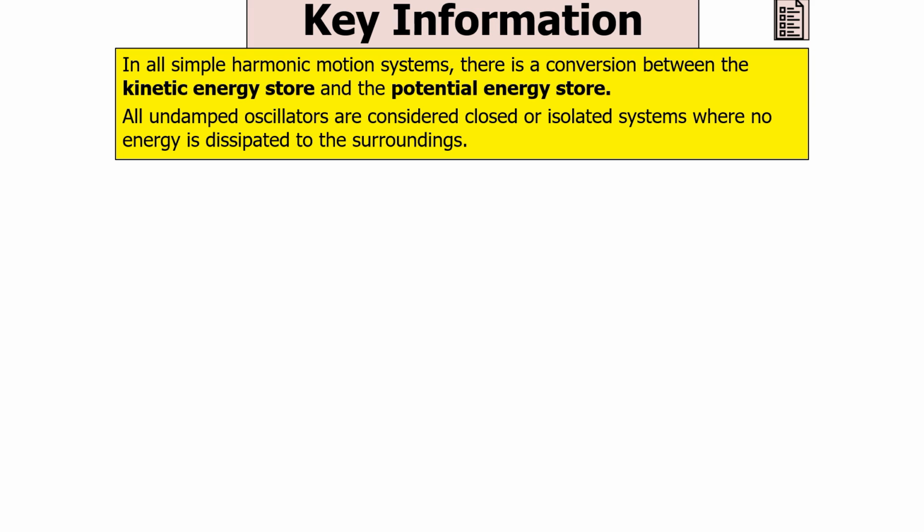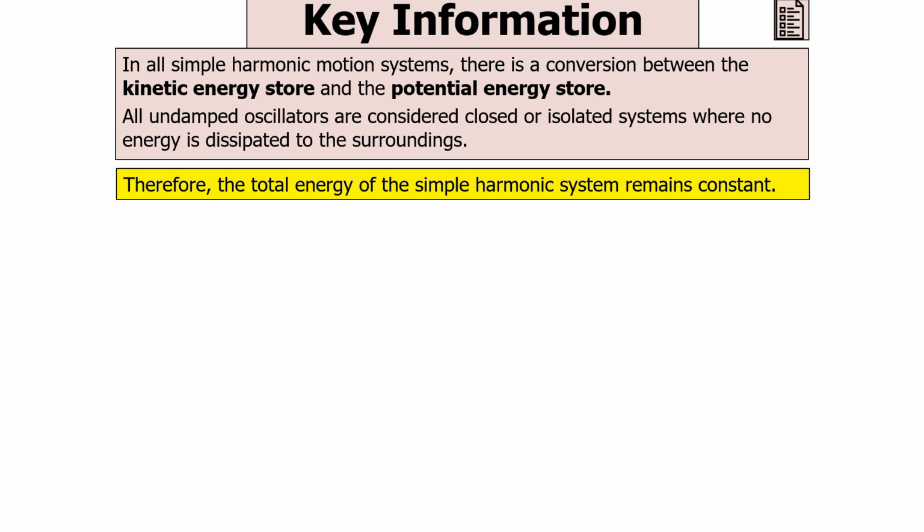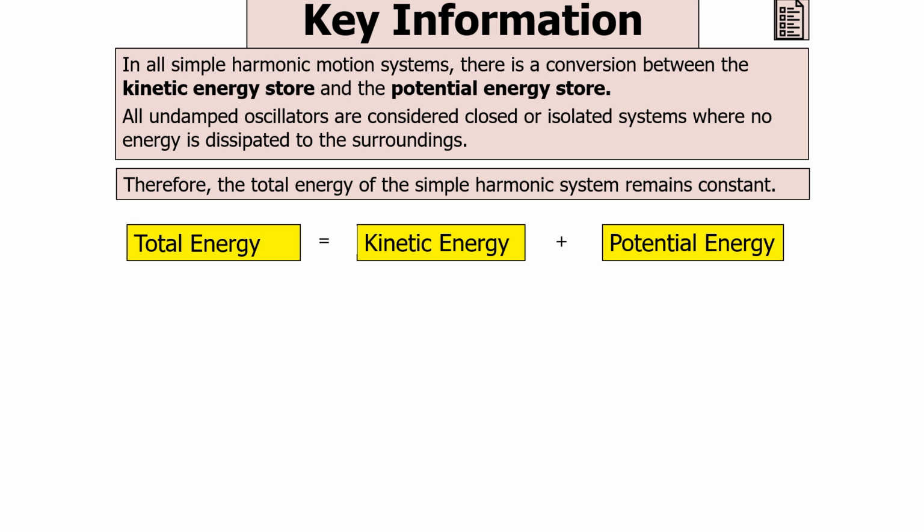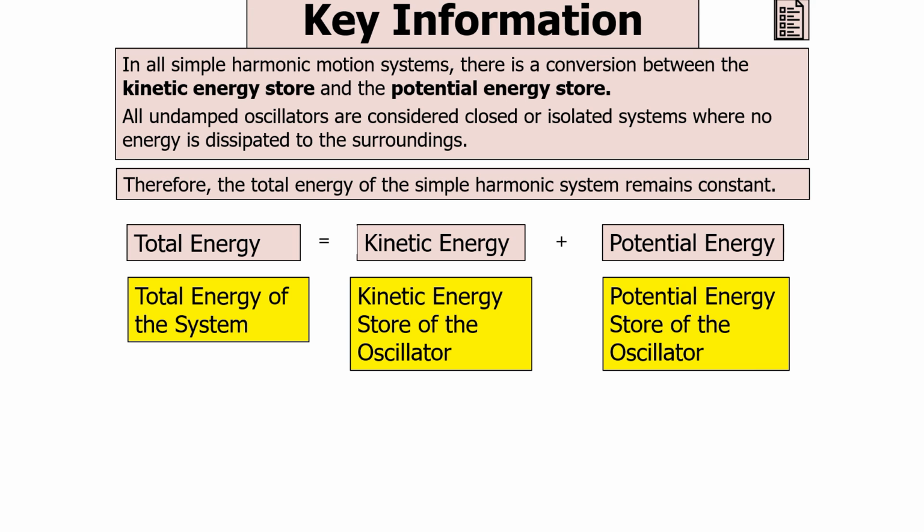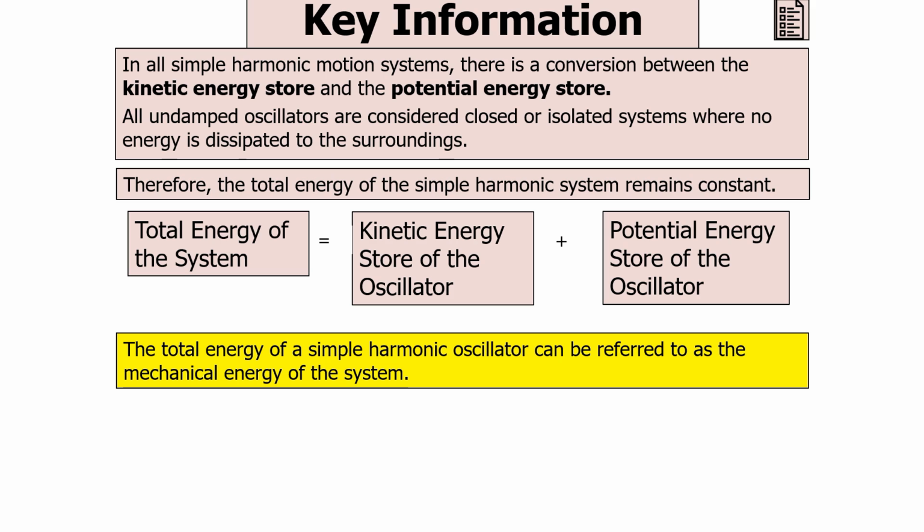Now, in all simple harmonic motion systems, there is a conversion between the kinetic energy store and the potential energy store. All undamped oscillators are considered closed or isolated systems where no energy is dissipated to the surroundings. Therefore, the total energy of a simple harmonic system remains constant. So we can say that the total energy is equal to the kinetic energy plus the potential energy, or that the total energy of the system is equal to the kinetic energy store of the oscillator plus the potential energy store of the oscillator. The total energy of a simple harmonic oscillator can also be referred to as the mechanical energy of the system.